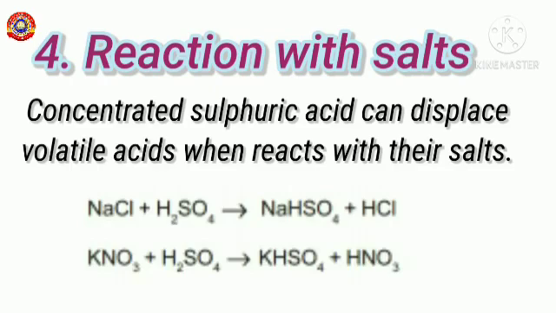Now observe the given equations. From these equations, you can understand that sulfuric acid can displace the volatile acids such as hydrochloric acid and nitric acid on reaction with their corresponding chlorides and nitrates.